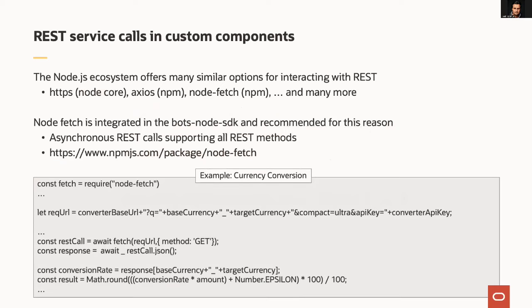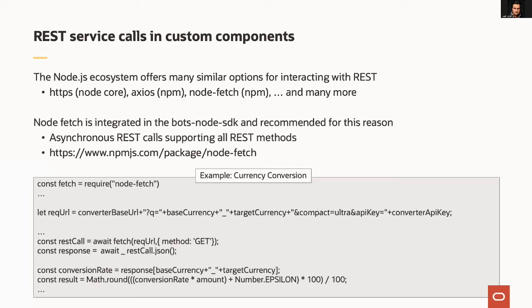So how do you call REST from this? Long introduction into custom components. Now we need to think about what is the best way to call a REST service. The good news is you don't code the REST service call yourself. You use an existing module. The Node.js ecosystem is full of examples on how to call REST services. There's one that is part of the Node core library, which is called HTTPS.